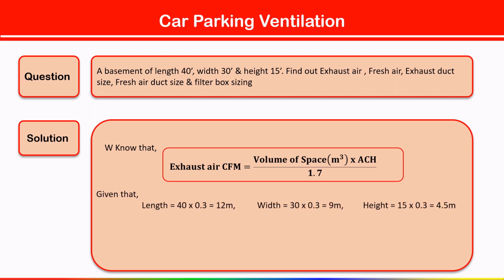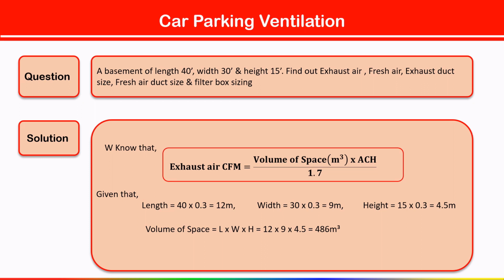The given length is 40 feet. First we have to convert feet into meter, because here we need volume of space in meter cube. To convert, we multiply by 0.3, so you get 12 meter. Width in the question is given as 30 feet, so again we multiply by 0.3 and get 9 meter, and height is 4.5 meter. Now how to calculate the volume? Volume of space is length into width into height. When you do the calculation you get 486 meter cube.